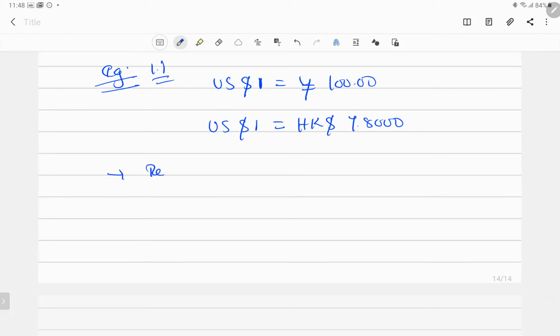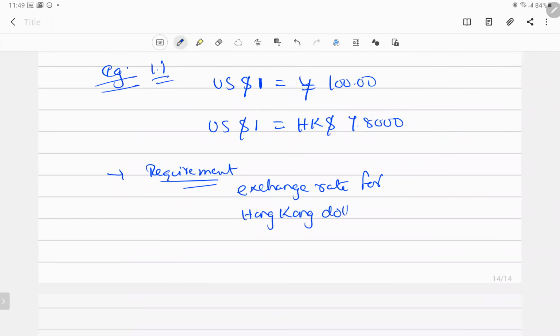So what is the requirement? You require the exchange rate for Hong Kong dollars in yen terms. So we have to price the Hong Kong dollar in terms of the yen currency. Here the commodity currency is the Hong Kong dollar. So we need to know one Hong Kong dollar will be how much yen. That is the requirement.